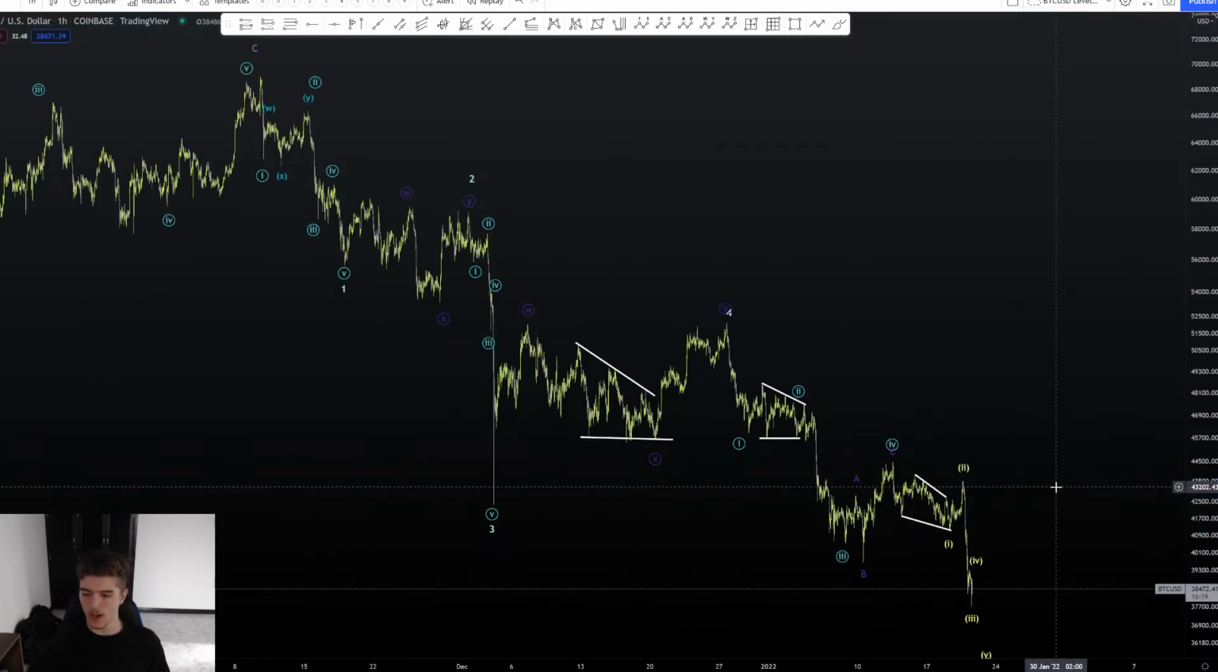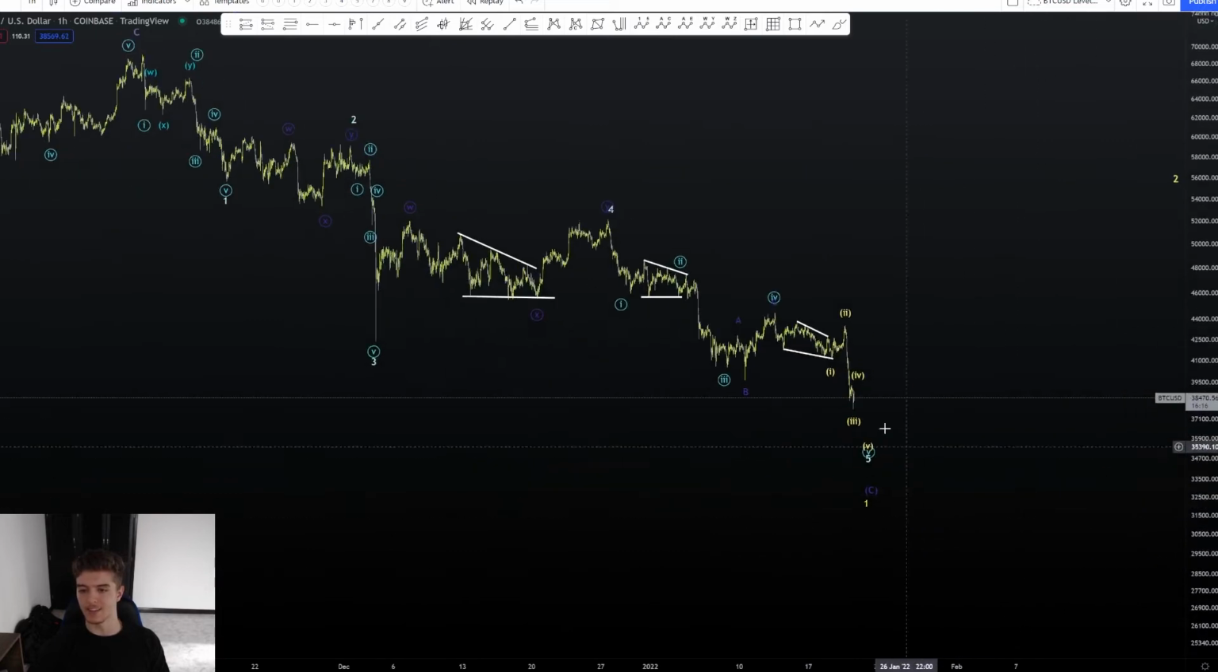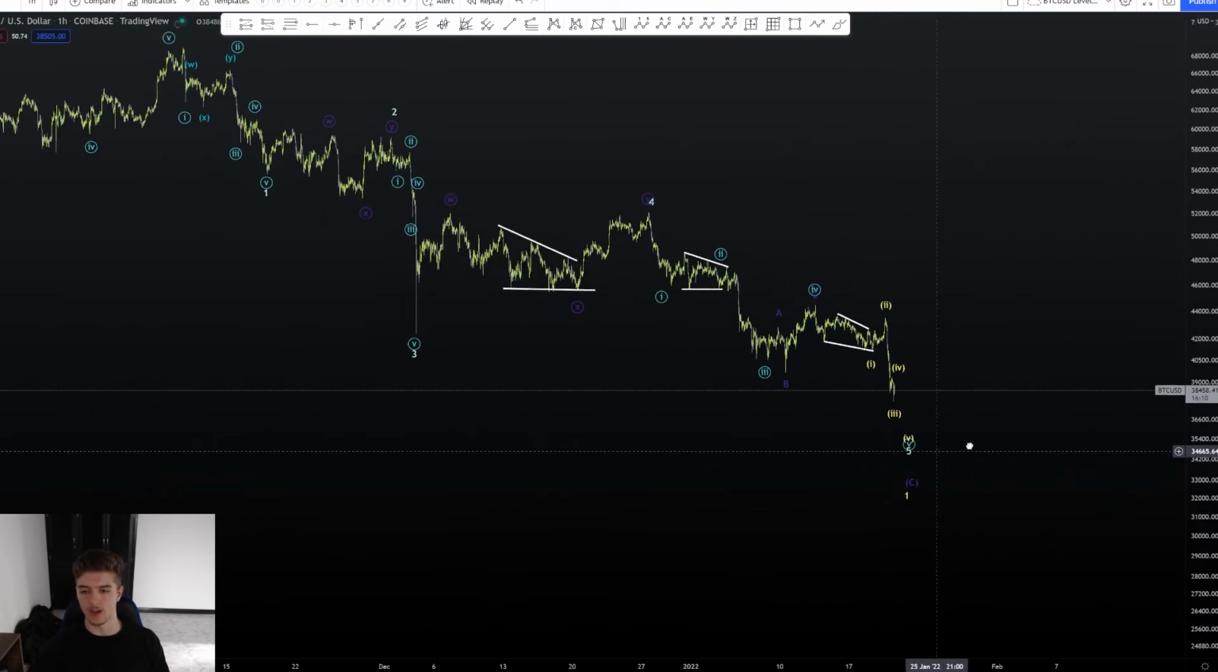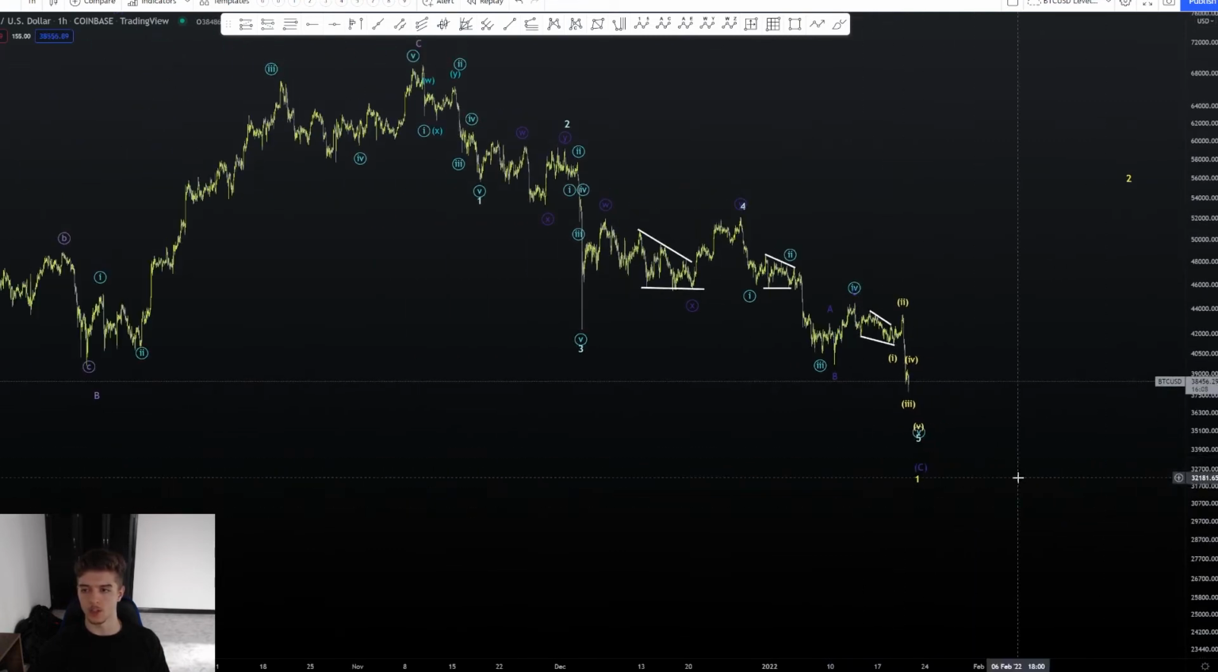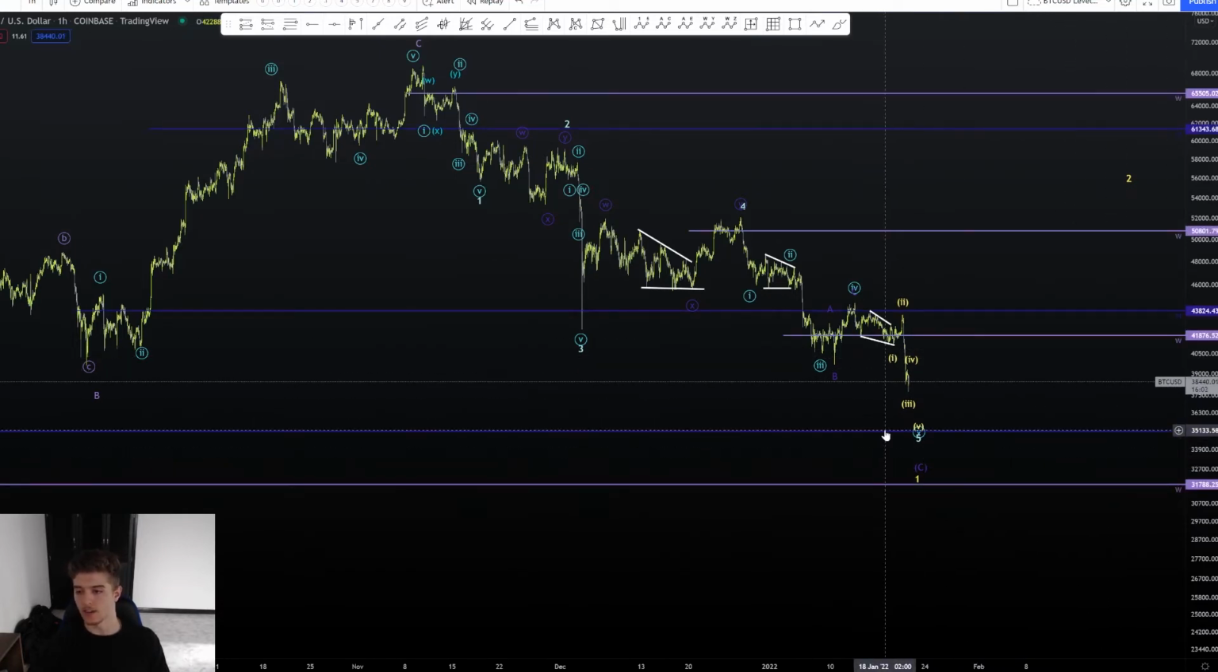So to conclude, I do not think the bottom is in. I think this is all a wave 1, 2, 3, 4, and we have yet to come down for this 5 to complete this minute wave 5. So one target, or a range of targets, that I'm going to be looking for are between this monthly level right here around 34.1K and this weekly level right here around 31.7K.